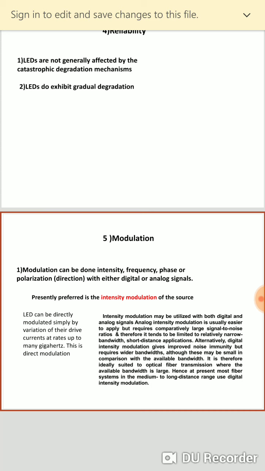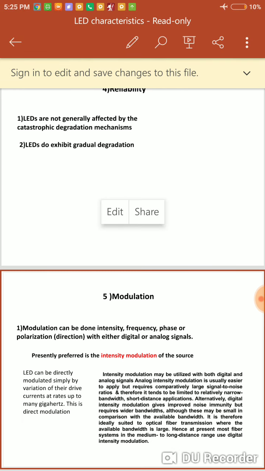If you compare analog modulation and digital modulation, in terms of signal to noise ratio and linearity provided by the particular system, digital modulation is more advantageous as compared with analog modulation. Alternatively, digital intensity modulation gives improved noise immunity but requires wider bandwidth. If you compare these two, digital modulation is more preferred as compared with analog modulation. So these are the main things related to the modulation of light.